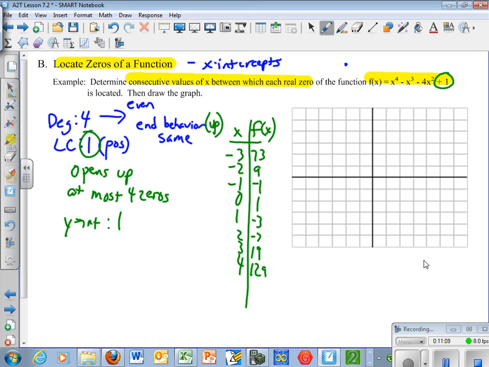So -1, -1 is here. So I know it's going up really fast because at -3 we've got to be all the way up to 73. So it's going to come down like this. At -1 we're at -1. At 0 we're at 1. So here's what happens. It curves, comes back up.